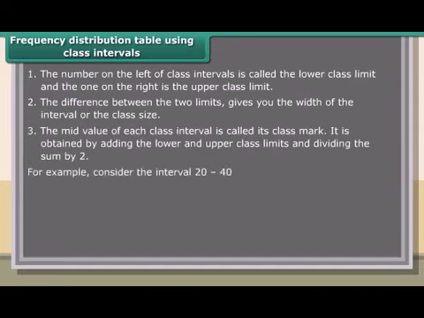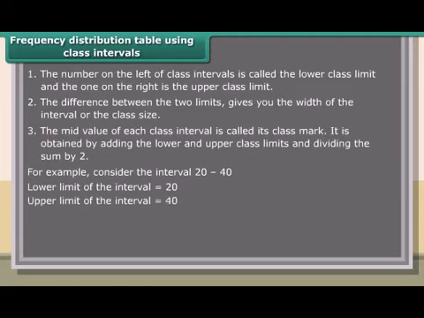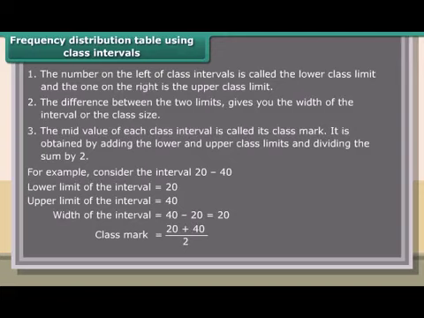For example, consider the interval. Lower limit of the interval is 20. Upper limit of the interval is 40. Width of the interval is 40 minus 20, which equals 20. Class mark is (20 plus 40) upon 2, which is 60 upon 2, which equals 30.